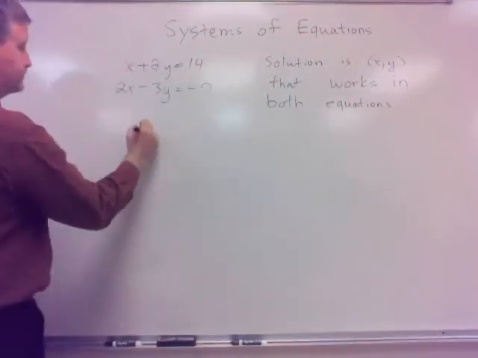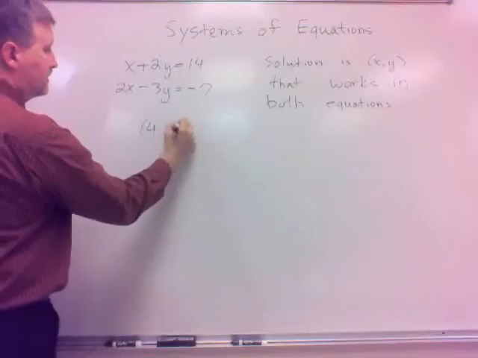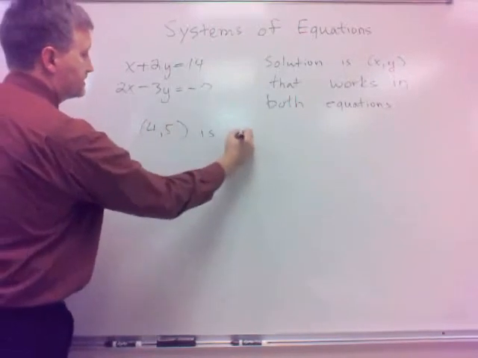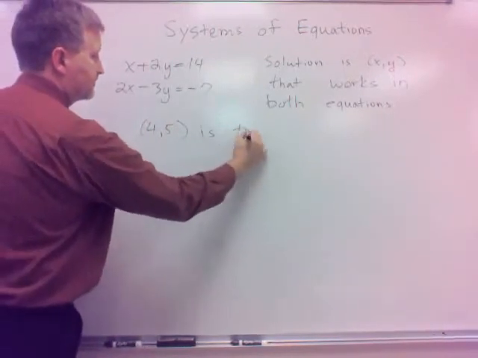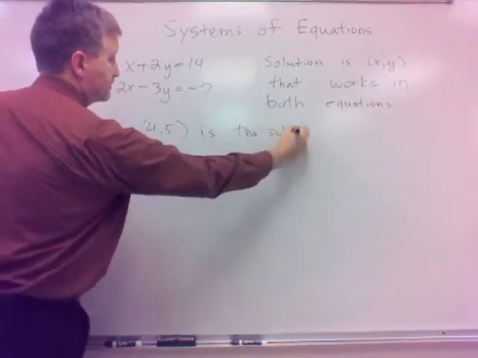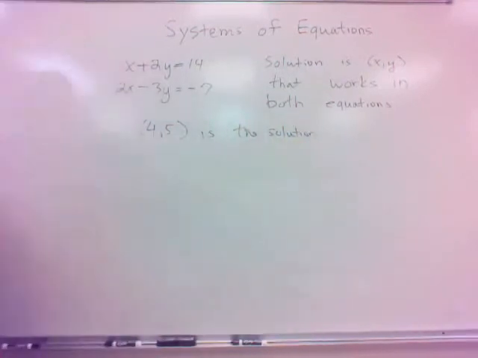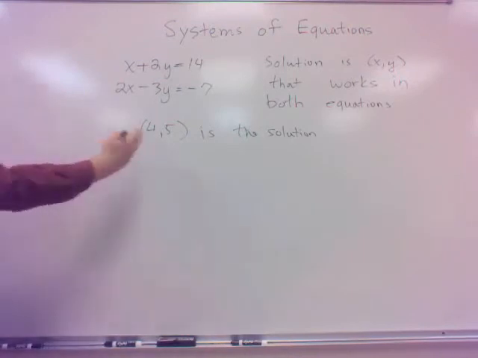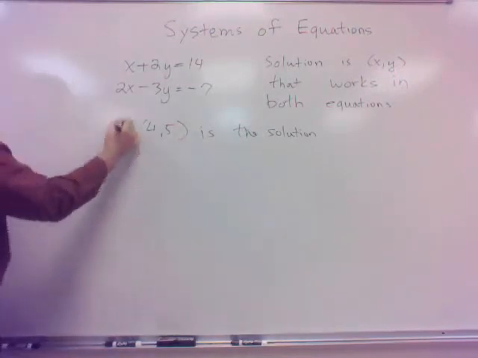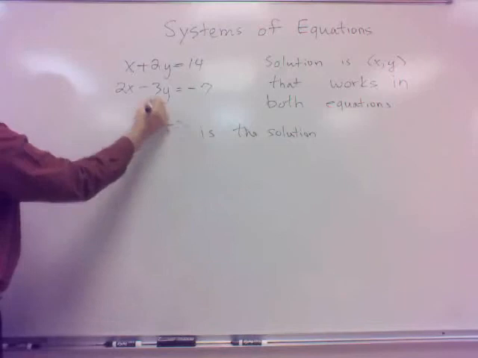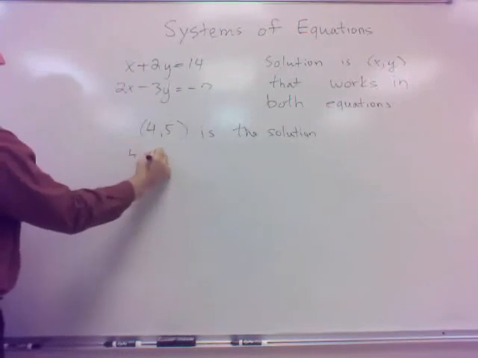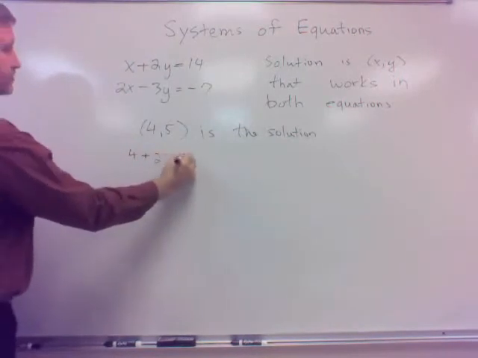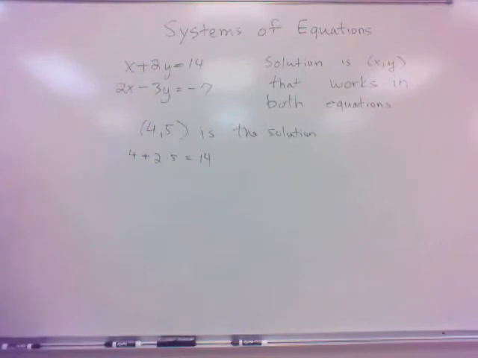For example, for this system here, 4, 5 is a solution, or is the solution. There's one solution to this one. So 4, 5 is the solution. And how do I know that? Well, I can know that by checking, plug in the x to be 4, the y to be 5 in both equations, and verify that works.